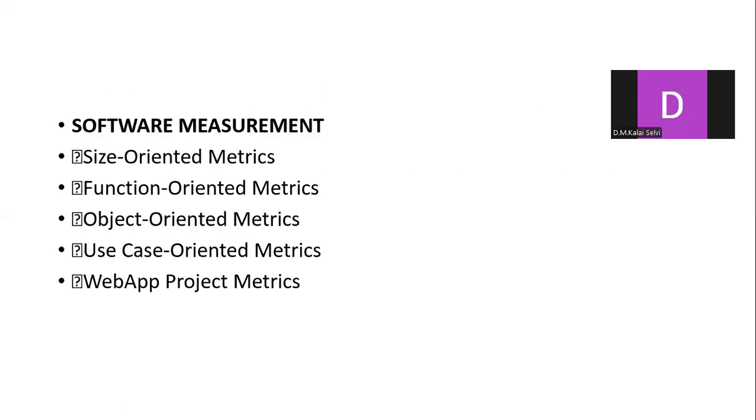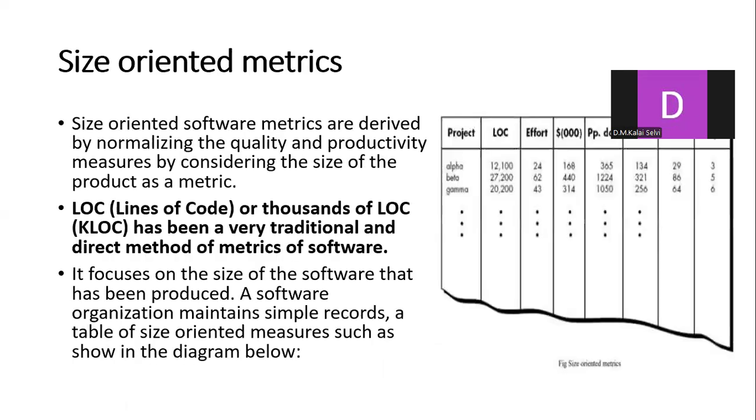Software measurements. There are different metrics: size-oriented metrics, function-oriented metrics, object-oriented metrics, use case-oriented metrics, and web app project metrics. Size-oriented metrics are derived by normalizing quality and productivity. You can use the metric called lines of code, or KLOC, kilo lines of code, meaning 1,000 lines of code. It focuses on the size of the software that has been produced.